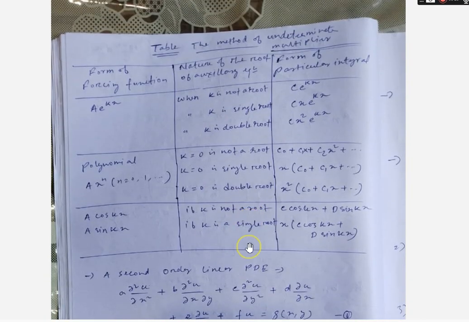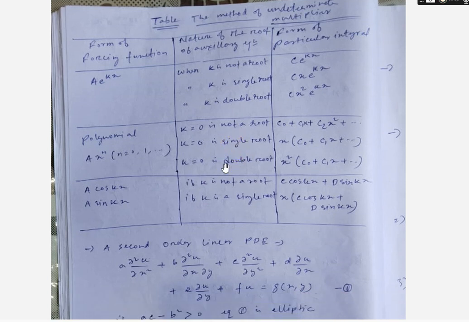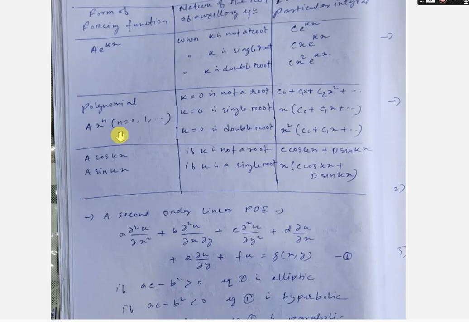Here are some notes, the table of the method of undetermined coefficients, where if the form of the forcing function is a e to the power kx, then we have the nature of the auxiliary root. k might not be a root, k might be a single root, or k is a double root. If k is not a root, then the form of the particular integral will be c e to the power kx. If k is a single root, then c x e to the power kx. If k is a double root, then c x squared e to the power kx. If it is a polynomial forcing function, then a x to the power n.